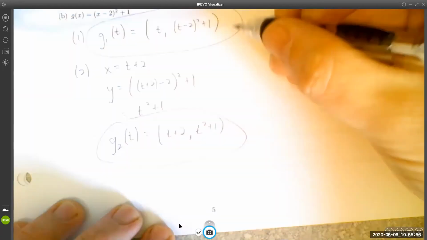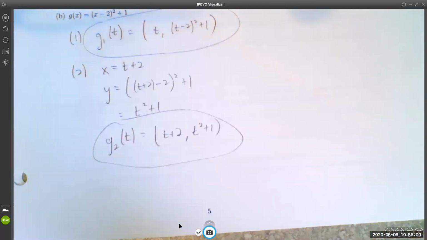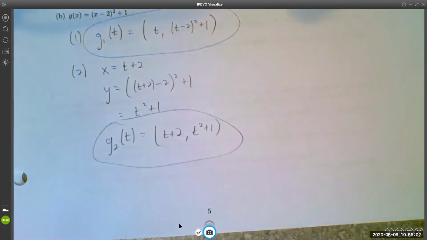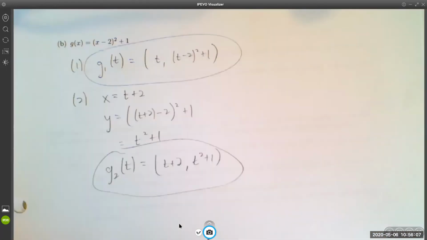So then my second parameterization is going to be t plus 2, comma, t squared plus 1, which I think is actually nicer than the easy one. The easy one's not so nice to look at. This one, if you give it a little more thought, you can come up with a slightly nicer representation. But both of these are going to parameterize that parabola.